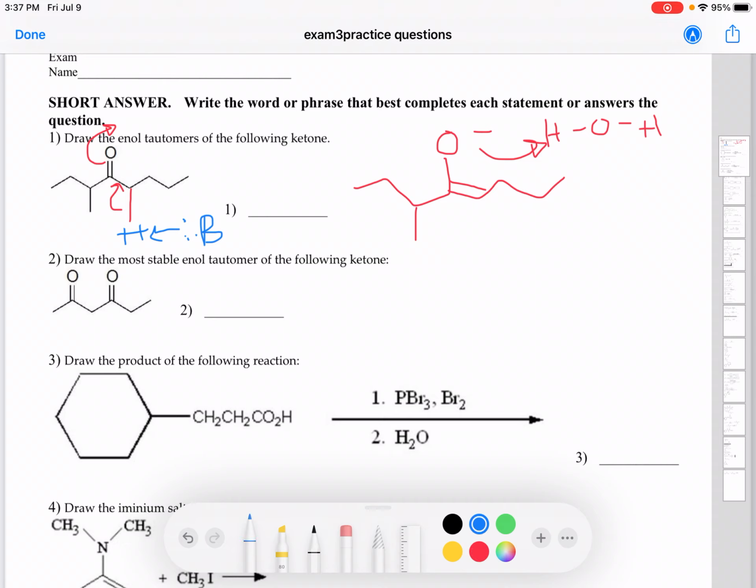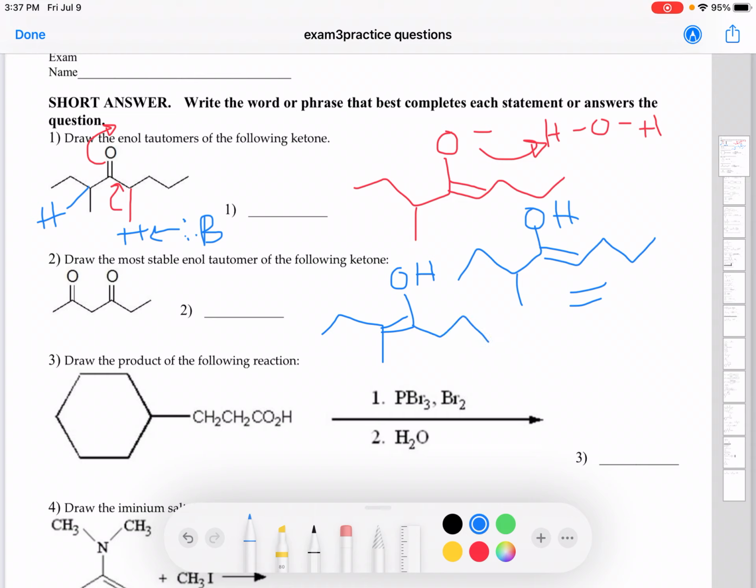The enol form like this: OH, double bond, like this. So this is one of the enols, and if the hydrogen that's on this carbon is removed, you will get the other enol, which is going to be double bond OH like this. So these are the two possible enol tautomers. So when it says draw the enol tautomer, this is the keto form and these two are the enol forms. Okay.